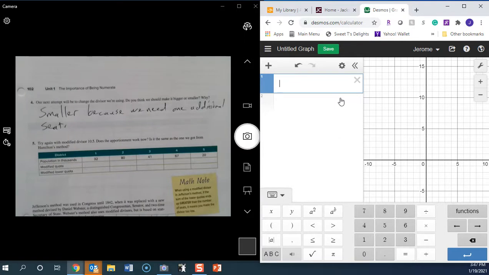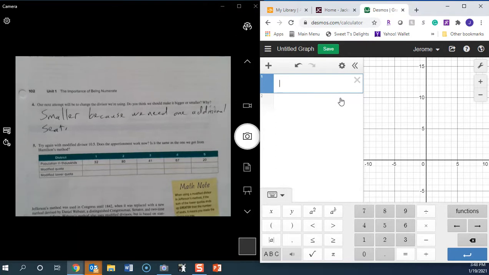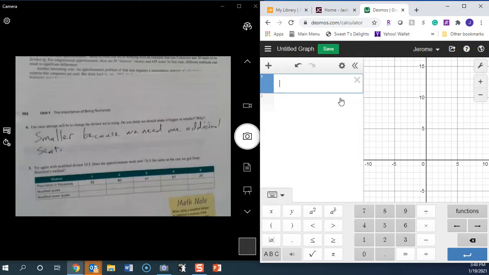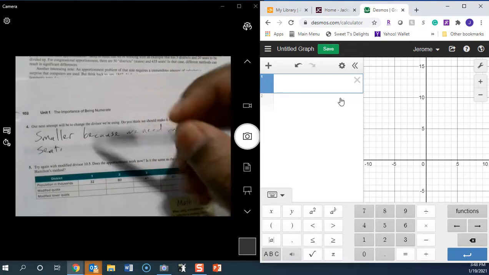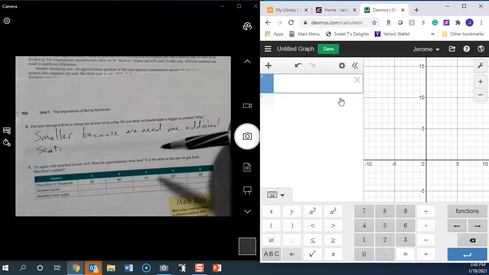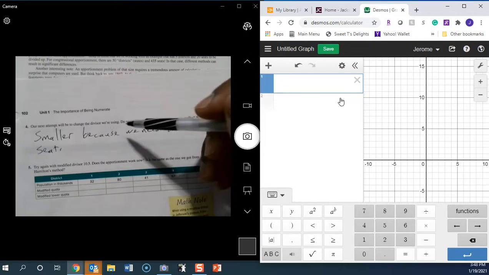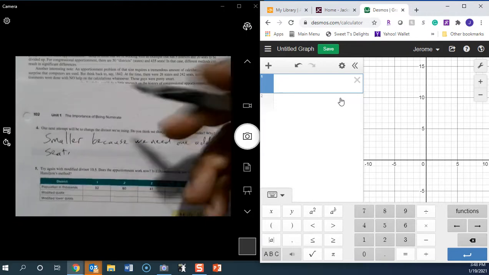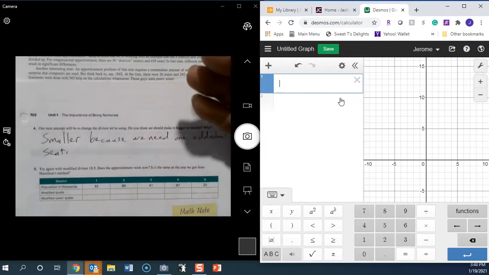Now it says try again with modified divisor 10.5. Does the apportionment work now? Is it the same as the one we got from Hamilton's method? Now, I feel compelled to go back to number 4 for a second. I want to show you this. When I said that your denominator or your standard divisor or your divisor should be lower, that is because we wanted a larger number for our answer.